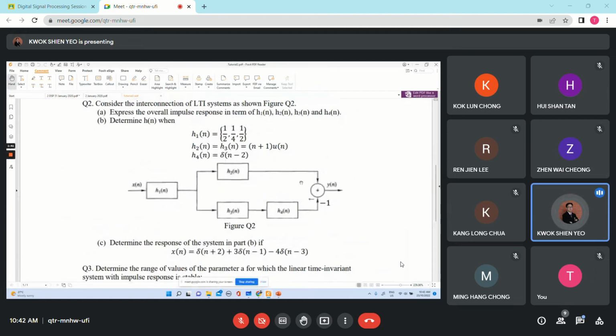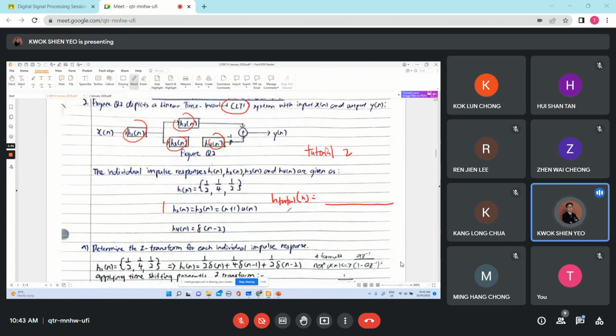If you remember how to do these questions, H3 and H4 should be convolution. But if you change H1, H2, H3, H4 into Z transform first, all the convolution will become multiplication only. Addition remains as addition, but convolution becomes multiplication. Then what you can get is your H total Z. It's not easy to get now.